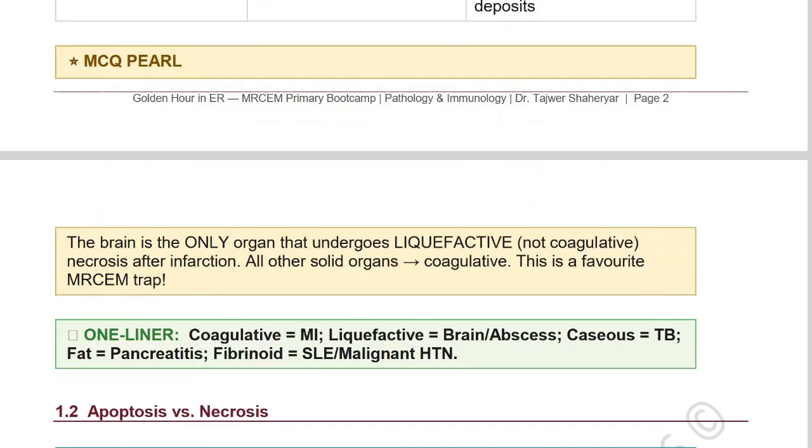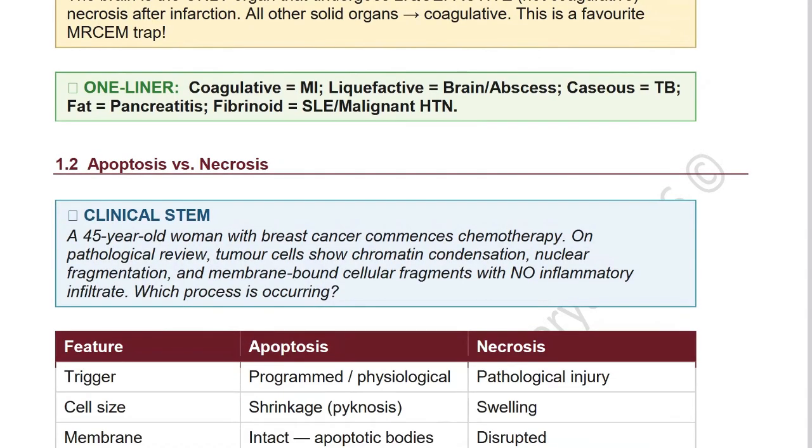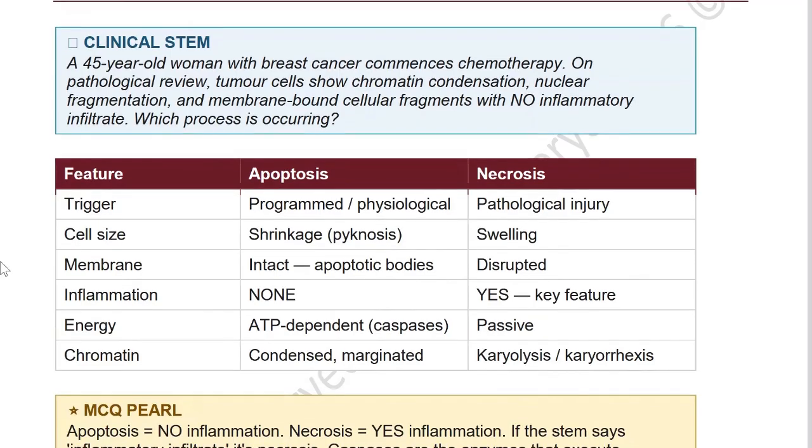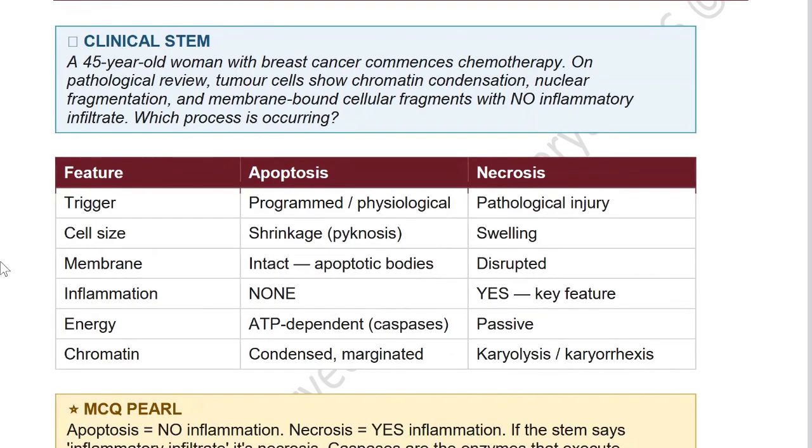The brain is the only organ that undergoes liquefactive, not coagulative, necrosis after infarction. So anywhere else in the body, infarction is going to cause coagulative necrosis, except for the brain. Okay, the brain, liquefactive. Got it? One liner to remember: coagulative MI, liquefactive brain abscess, caseous TB, fat pancreatitis, fibrinoid SLE or malignant hypertension. Right. Next one's apoptosis versus necrosis.